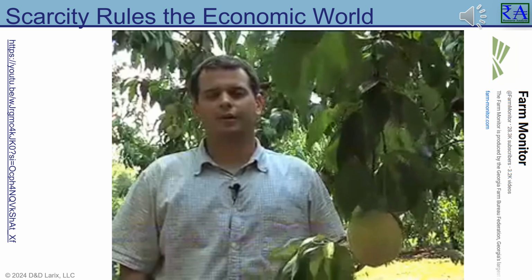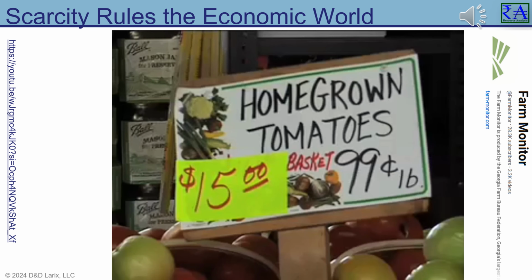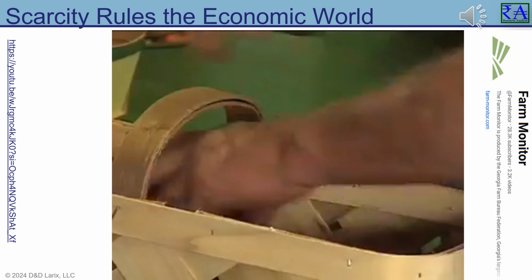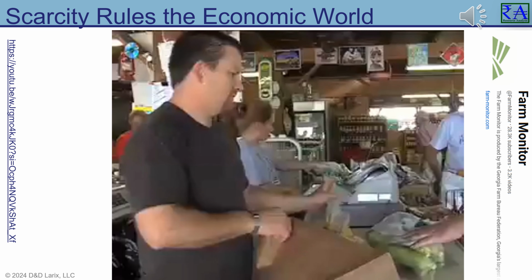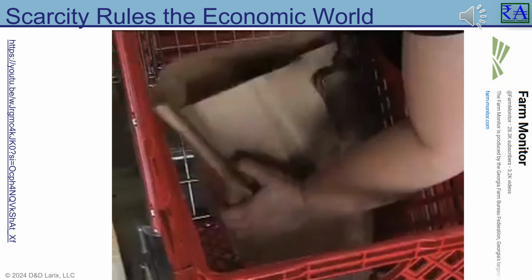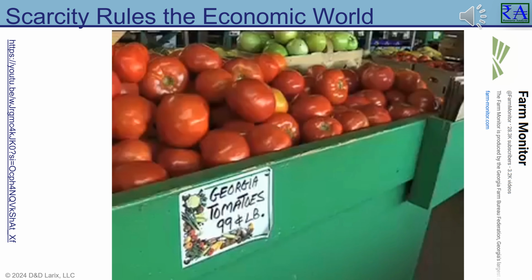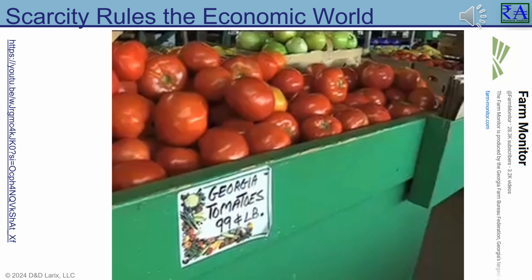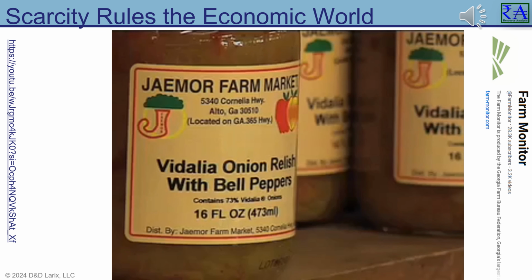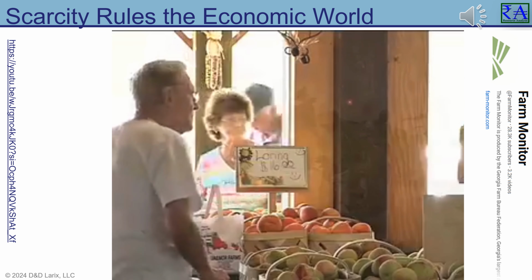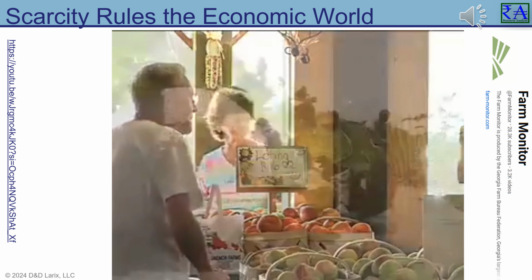For example, a farmer may choose to grow strawberries instead of tomatoes because strawberries yield higher profits or require fewer inputs. Consumers, on the other hand, face trade-offs as they decide how to spend their limited income. Should they buy organic vegetables, which may cost more, or conventional ones to stretch their budgets? These decisions illustrate how scarcity drives choices and trade-offs at the individual and firm level.